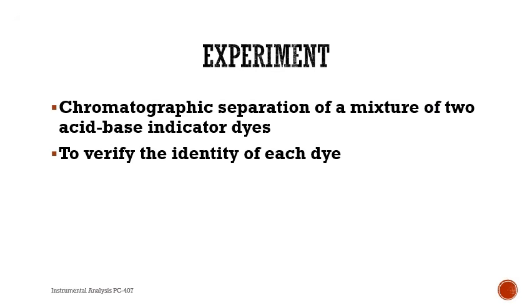So in this section, you are going to perform a chromatographic separation of a mixture of two acid-base indicator dyes, which are eosine and fluorescein. The aim of this experiment is to verify the identity of each dye.